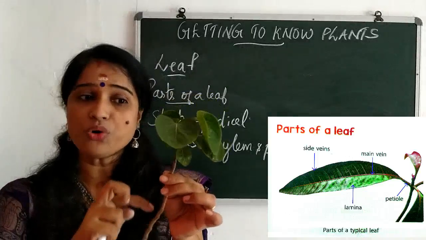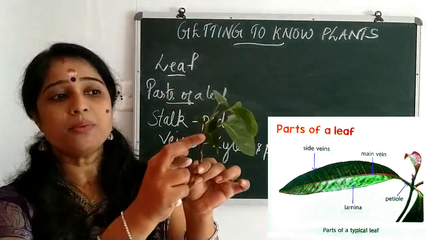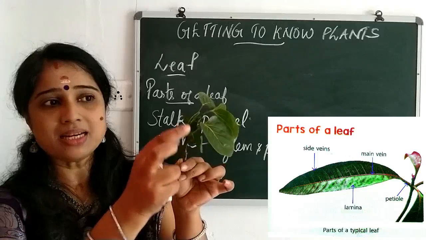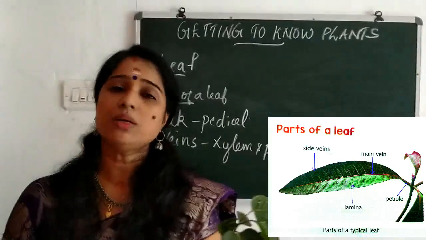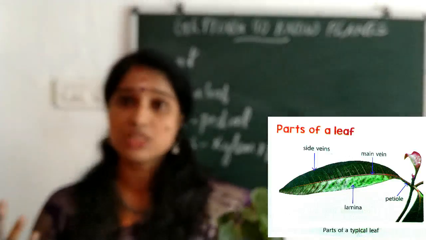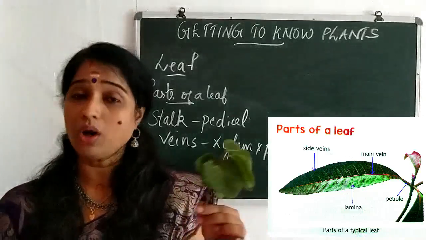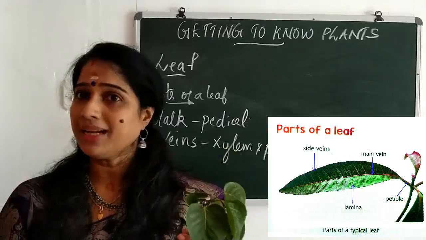through the xylem the water is carried and it reaches the pedicel, and through the pedicel it reaches the leaf. So the xylem and phloem are throughout the plant, stem, root as well as what? Flower also. All the parts are having what? The xylem and the phloem.